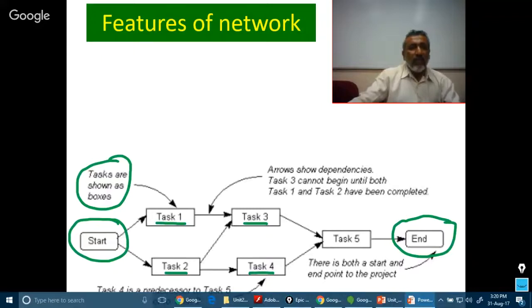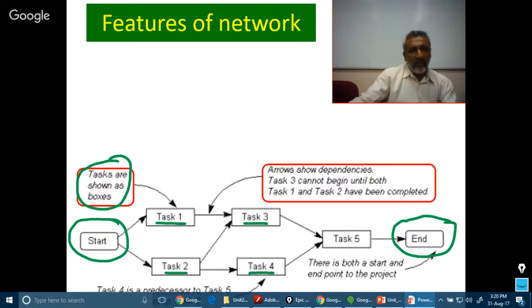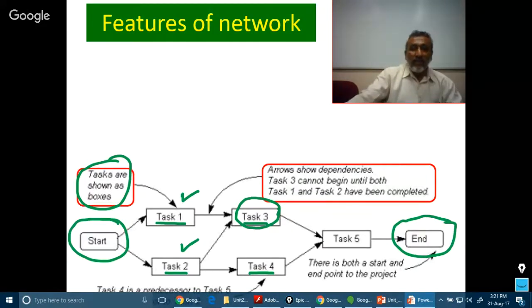Let us see some of the important aspects. The first one is the task. The arrows show the dependencies. That is, task 3 cannot be completed unless task 1 is completed and task 2 is completed. That means for task 3 to be completed, both task 1 as well as task 2 must be completed. That means task 3 cannot begin until these two are completed.